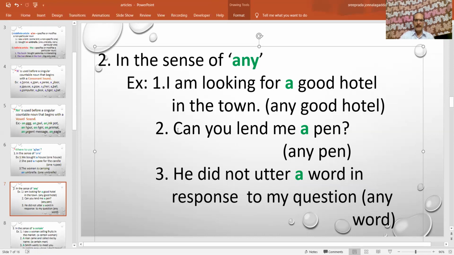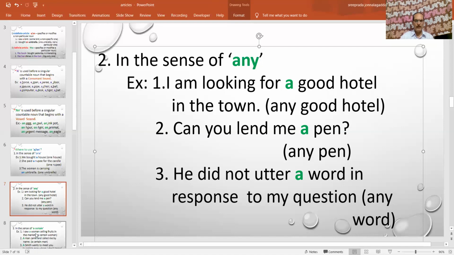Next one: Can you lend me a pen? I want to write. A pen means any pen. I'm not asking for any particular one. Any pen I need to write. That's why, can you lend me a pen? Next, he did not utter a word in response to my question. A word means any word.